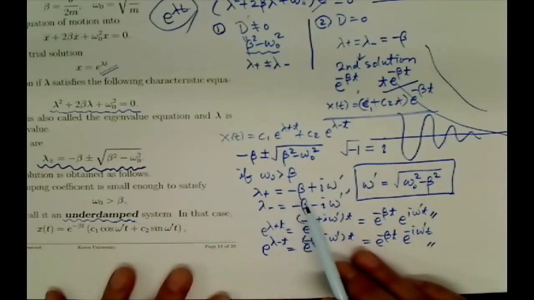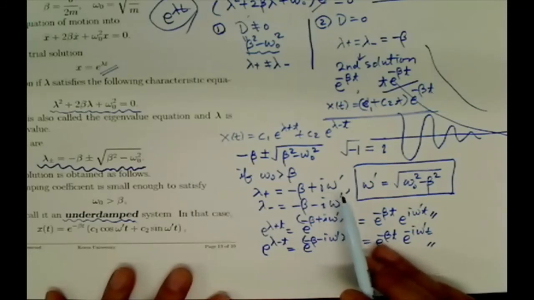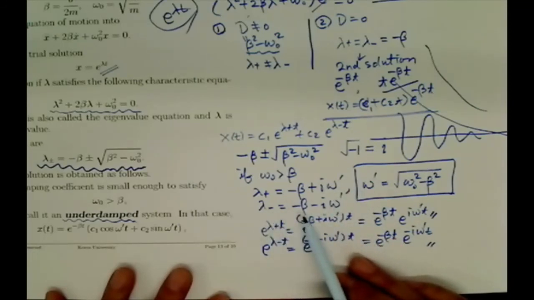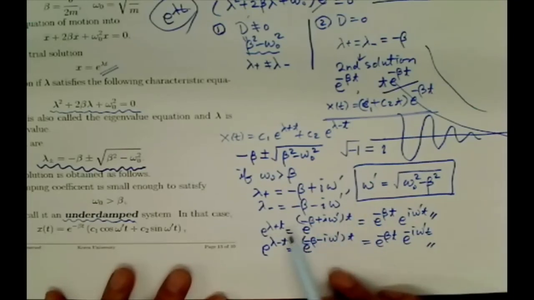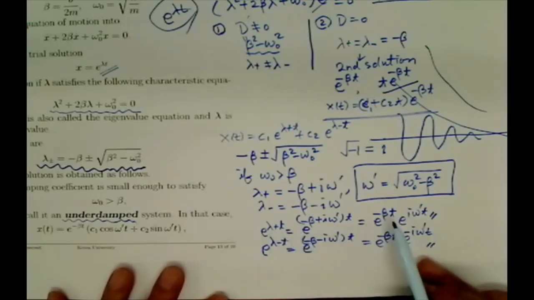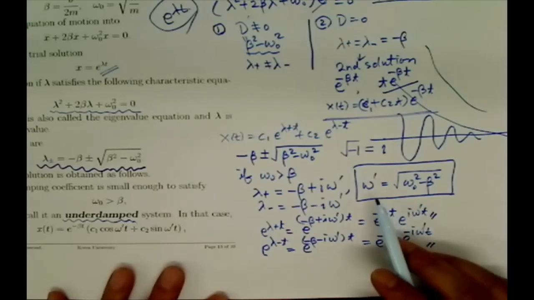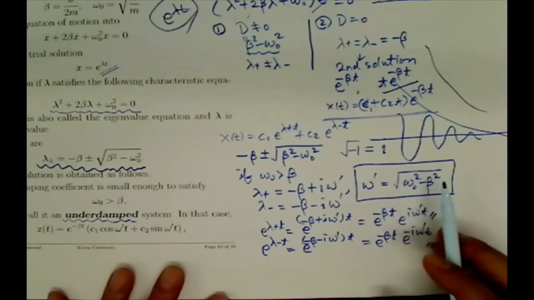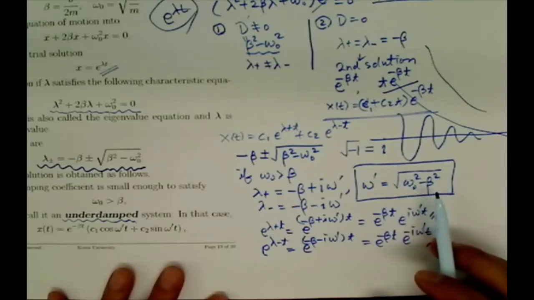So lambda plus is minus beta plus i omega prime, and lambda minus is minus beta minus i omega prime. So the trial solution e to the lambda plus and minus t is replaced with exponential minus beta t multiplied by e to the i omega prime t and e to the minus i omega prime t. Here, omega prime equals the square root of omega 0 squared minus beta squared.